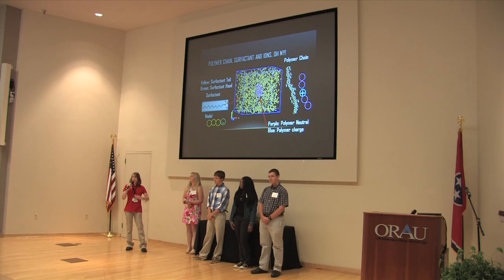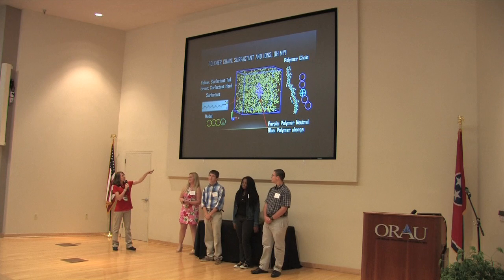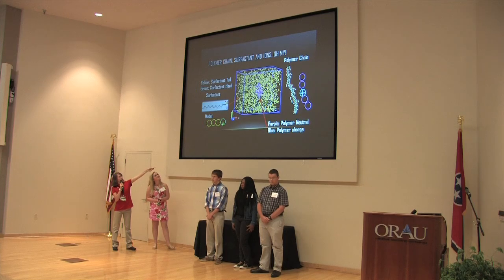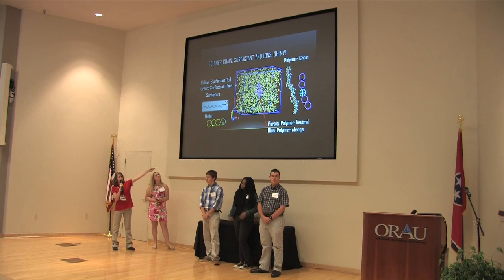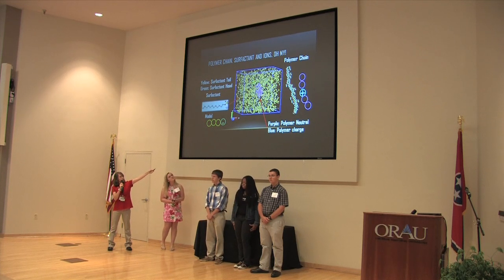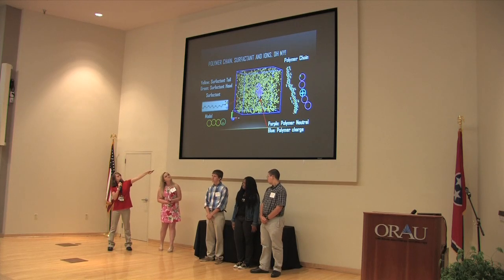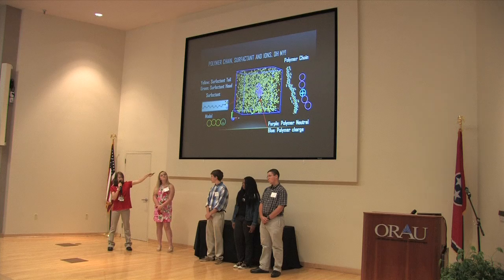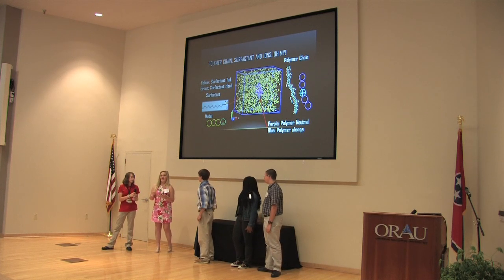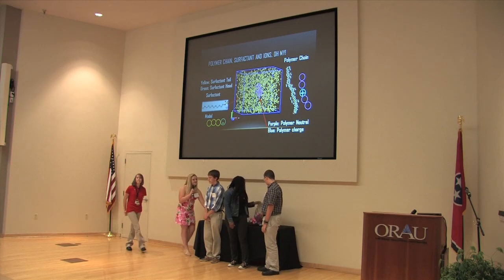Polymer chain, surfactant, ions, oh my. Over here is a model for surfactant. The yellow is represented as a surfactant tail, and the green is represented as a surfactant head. The yellow surfactant tail has a neutral charge, and the head has a negative charge, and it's located in this area. The polymer chain here, the purple is neutral, and the blue is represented as the positive, and that positive and negative will attract to each other and they will latch on. The polymer chain will combine with the surfactant molecule. And we have a small visual here to represent how the polymer chain works.